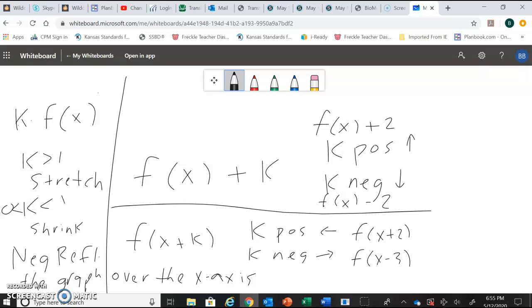Okay, so those are the notes I would make, and the value of k being greater than 1 works the same as it works for it being less than -1. It's just about the absolute value of the number being greater than 1. It's a stretch. So that's something you could also add to this. If you want to think about it that way, if the absolute value of k is greater than 1, you have a stretch. And if the absolute value of k is between 0 and 1, you have a shrink. And the negative reflects the graph over the x-axis. Okay, so those are the notes that you should have so far.